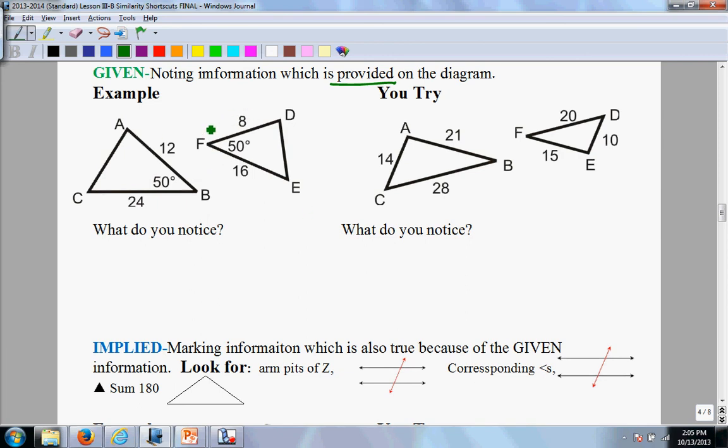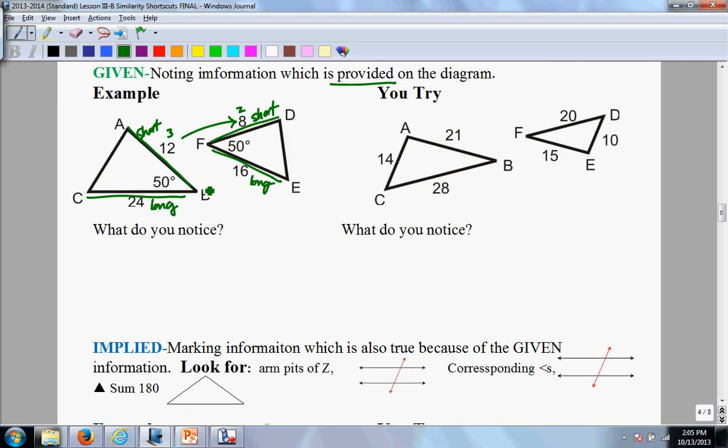We see the short side here, so I label it short and I compare it to the short side here. So short to short, from 12 to 8, I know 4 goes in here 3 times and 4 goes in here twice. Now 16 is the longer side here and 24 is the long side here.